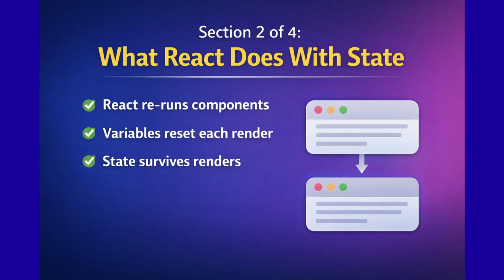React does not update parts of your UI one line at a time. When state changes, React reruns your component function and recreates the UI description. Regular variables reset when this happens. State exists so React can remember values between renders.